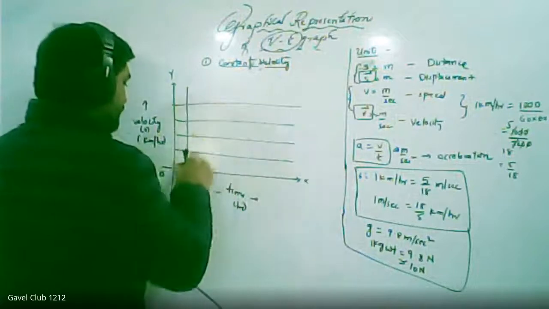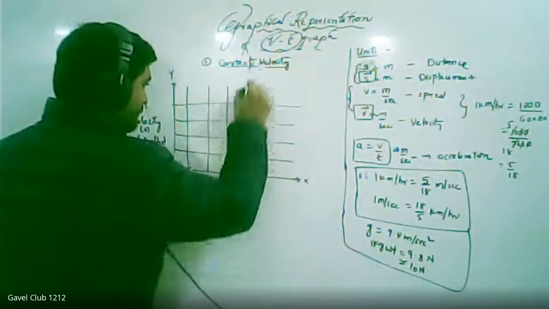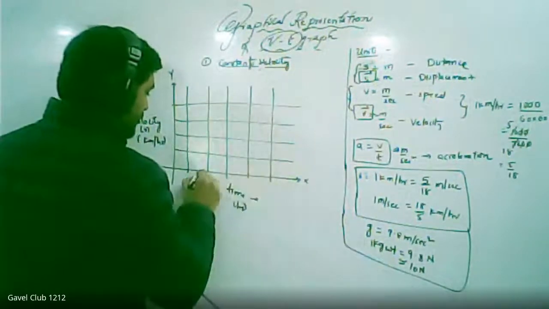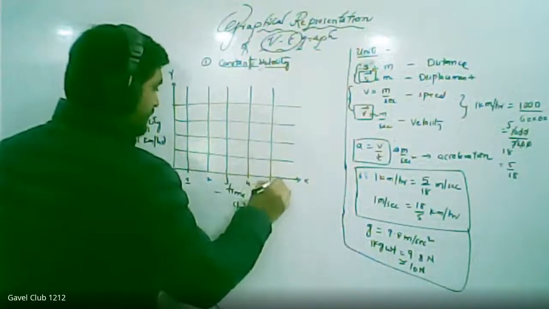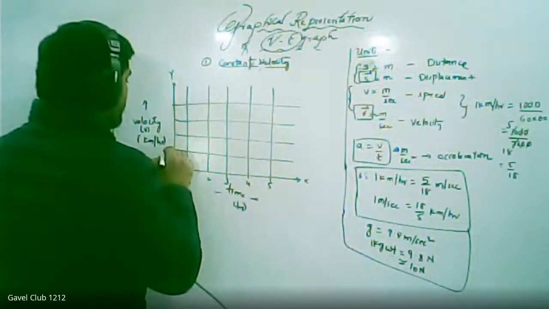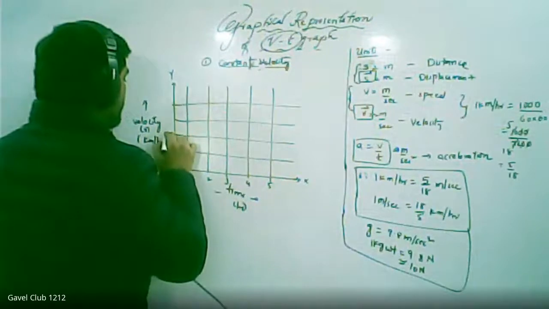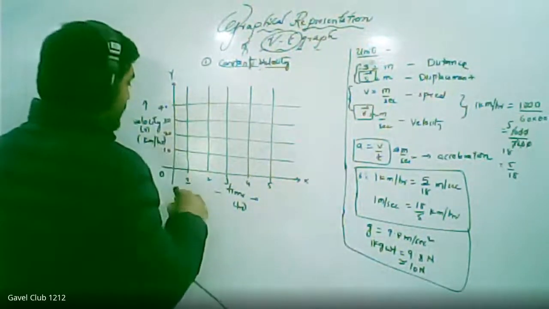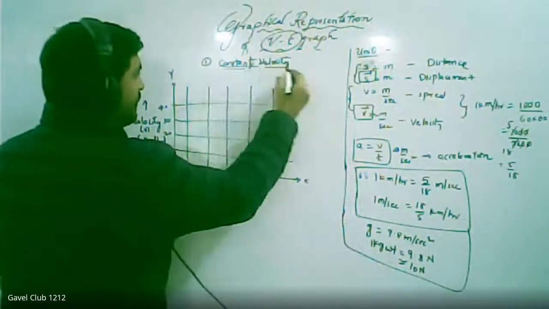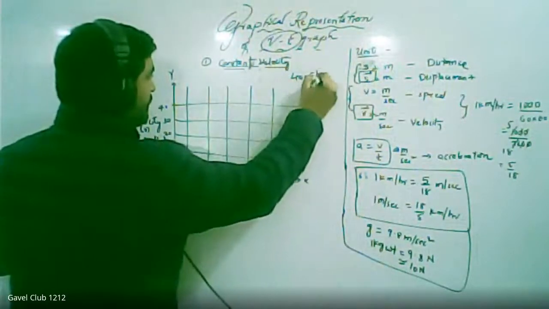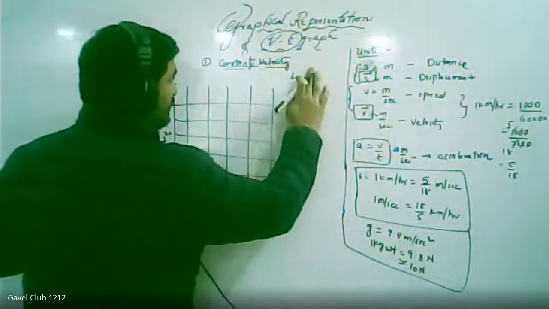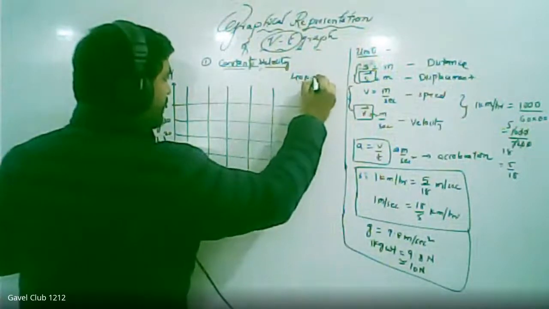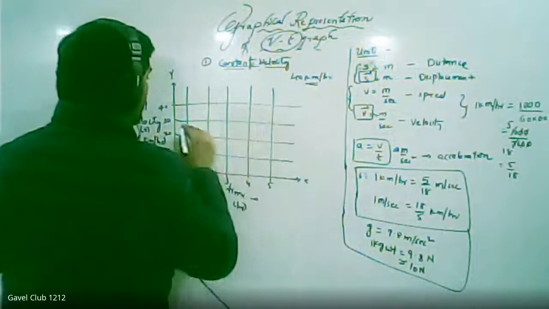Now on the x-axis, this is 1 hour, this is 2 hours, 3 hours, 4 hours, and 5 hours. On the y-axis we have, let us take, 10 kilometers, 20 kilometers, 30 kilometers, 40 kilometers. Now let us take that the object is moving with constant velocity of 40 kilometers per hour. So it is moving at 40 kilometers per hour. Let us take, so here it is 40.